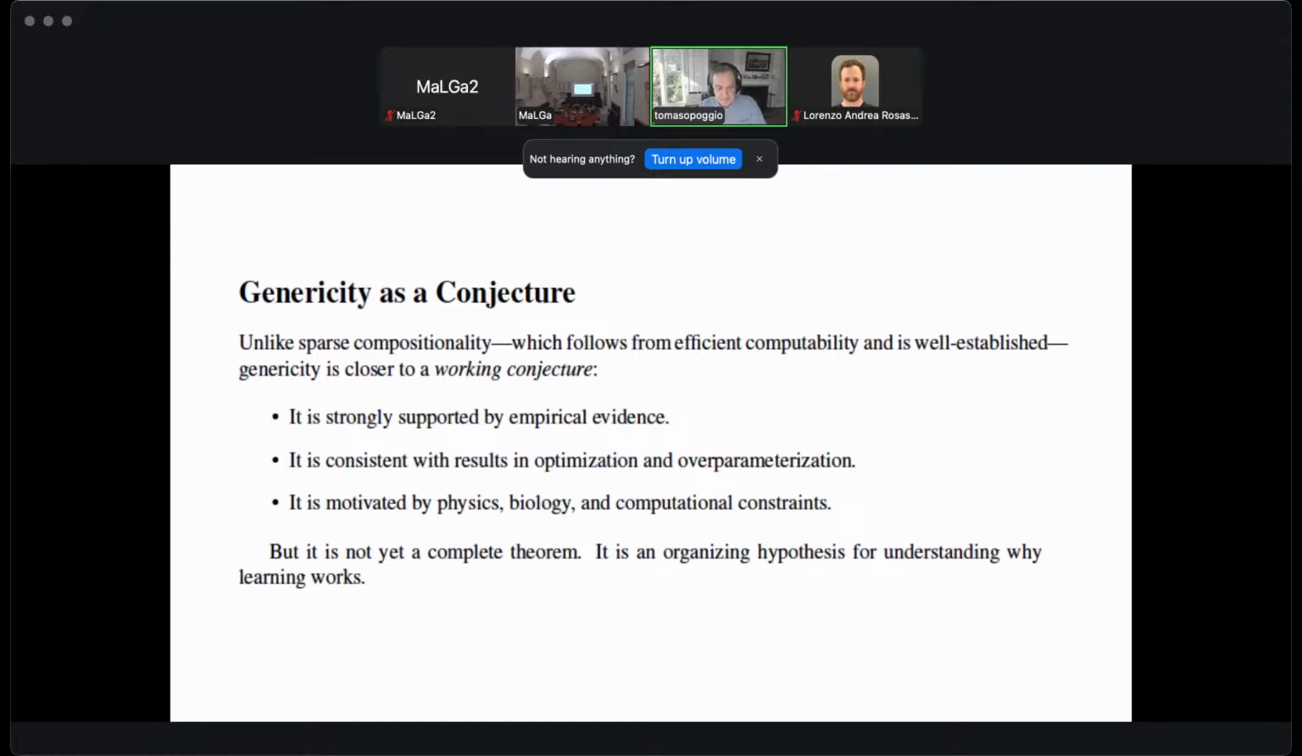So this genericity is a working conjecture at this point. It's not yet a complete theorem. I cannot tell you that genericity follows from, for instance, the convergence of empirical risk minimization, although this may be true, or we have not yet proved that. I think it's very close to the idea of learnability, but as I said, that's work to be done.